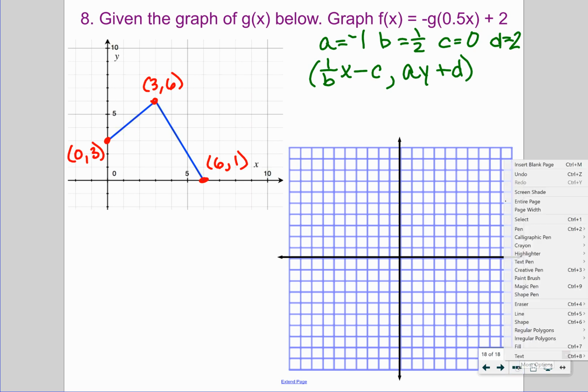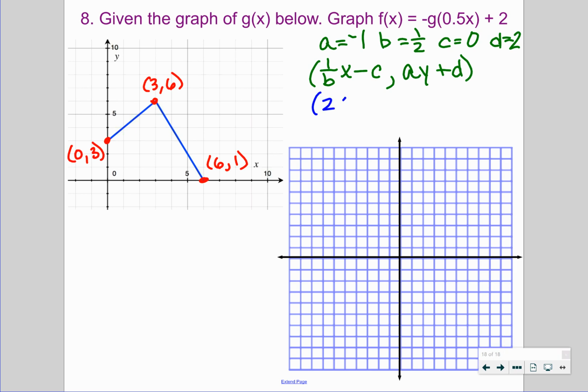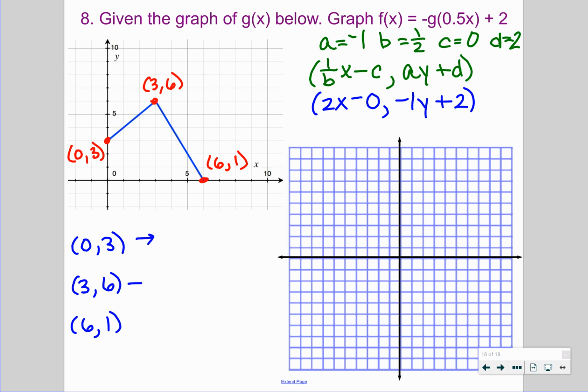What's the reciprocal of B in this problem? 2. X minus C. You can say minus 0 if you want, or you can just ignore it because that's not going to change anything, right? And then A times Y plus D. So -1Y plus 2. So this is what we're going to do to all our points. We're going to take the X coordinates and multiply them by 2. We're going to take our Y coordinates and make them negative and add 2.